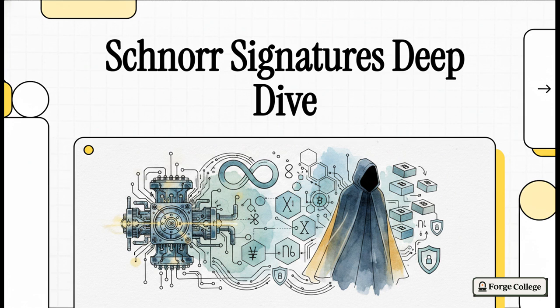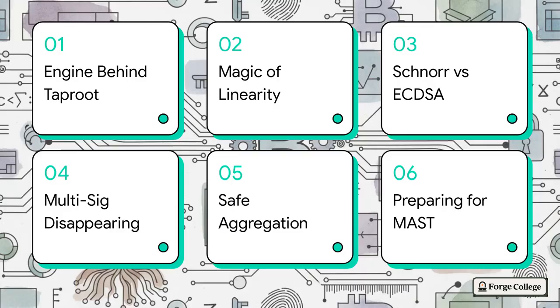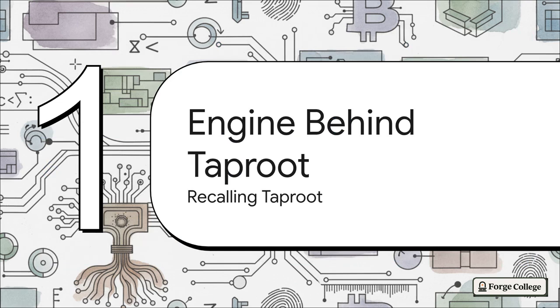We're going deep into Schnorr signatures, and hey, do not let the word algebra scare you off. By the end of this, you're going to see exactly how these elegant little signatures act like a literal magic cloak for Bitcoin transactions. Okay, here's our blueprint for today. We'll start with the Taproot engine, explore the superpower of linearity, compare Schnorr to the old ECDSA standard, watch a complex multi-signature completely vanish, cover some safe aggregation rules, and finish up by preparing for MAST. Let's get into it.